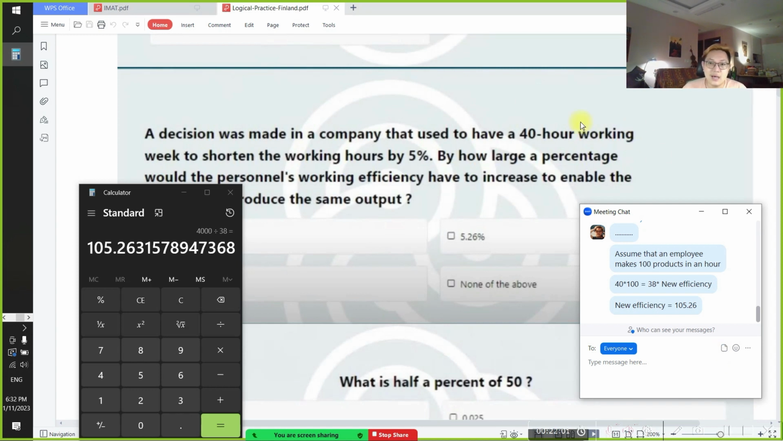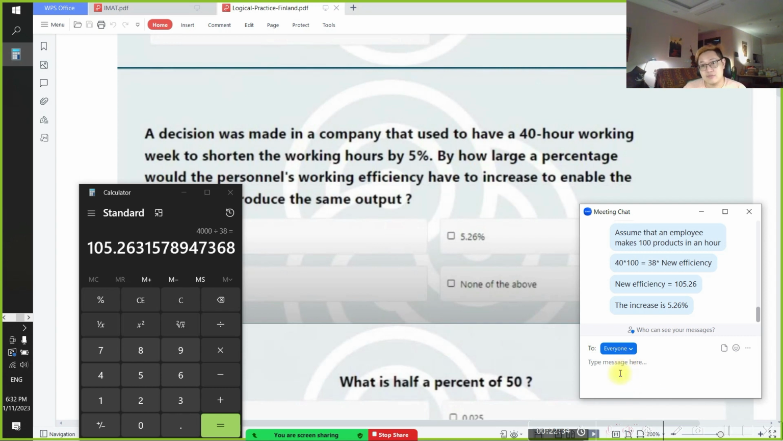Now, they ask how large a percentage the personnel's working efficiency has to increase. So of course, you used to work at 100, right? Now you make 105.26. So the increase is 5.26%, isn't it?